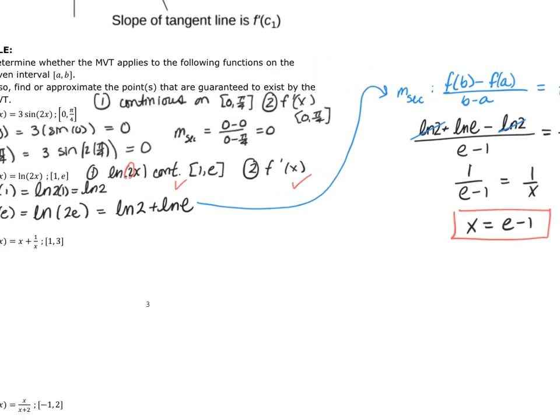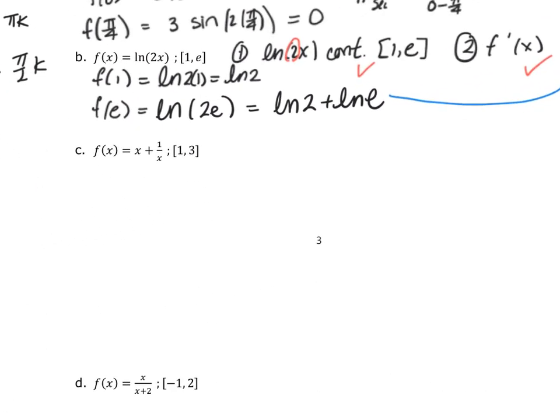Let's go ahead and take a look at the next example. For this example, I have to ensure that it is continuous on the interval from 1 to 3. My function f of x is equal to x plus 1 over x. The only place in which I have a discontinuity is when x is equal to 0. 0 is not in the interval, so I have continuity.